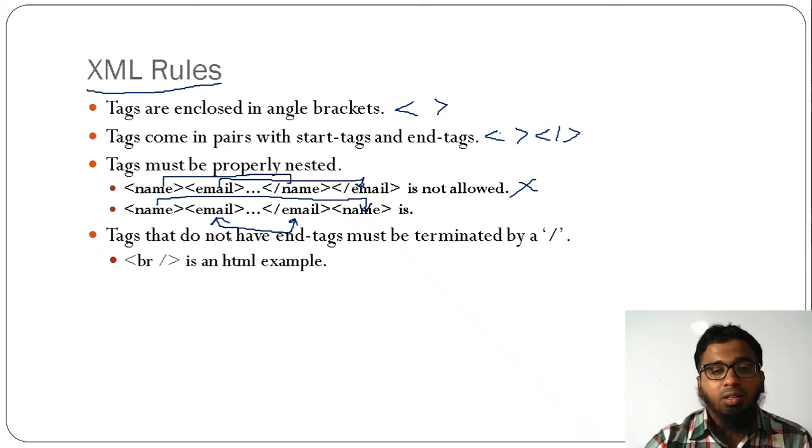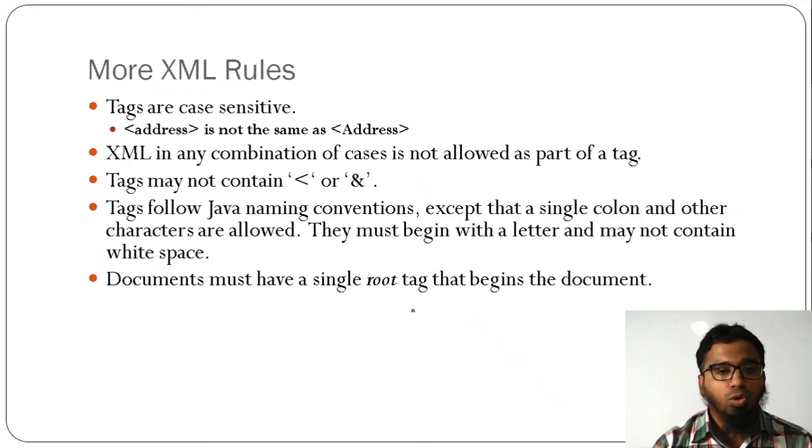Tags that do not have end tags must be terminated by a slash, like this. As you know, BR does not have a closing tag. Because of that, in XML you must write it like this. Okay, fine. So these are some of the rules. Based on this, you can create your XML tags. More rules we will elaborate here.